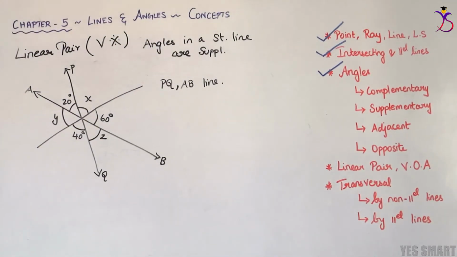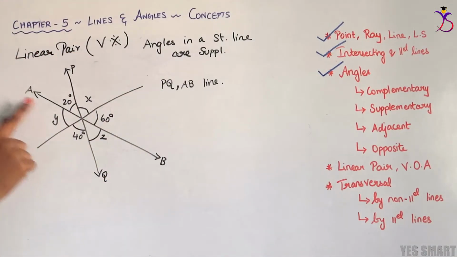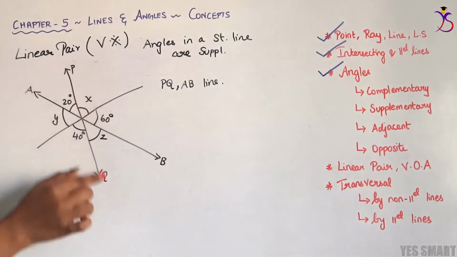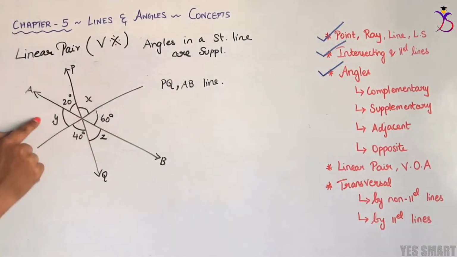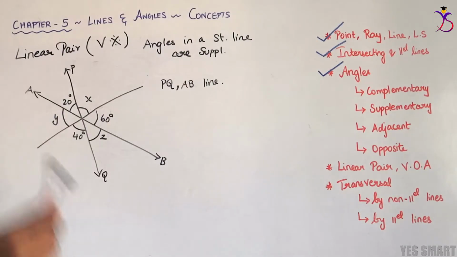Now let's see a few examples of sums related to this topic. In this sum, AB is a straight line. Similarly, PQ is also a straight line. And we have some unknowns like X, Y, Z, which we are going to find now. Also we have values for the other angles.